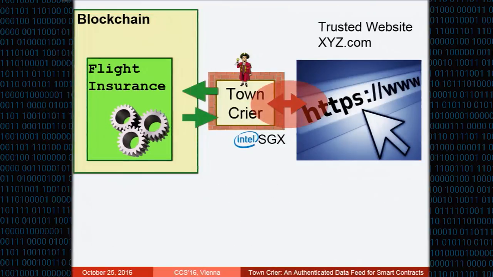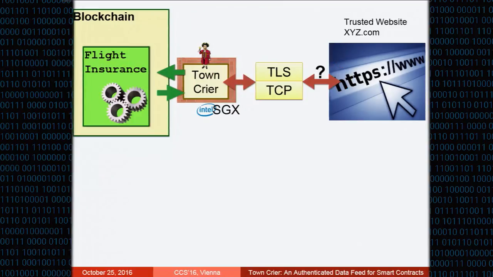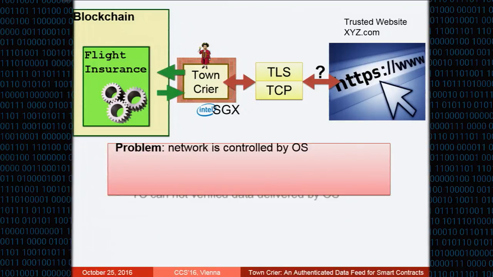Okay, here we go. We are at the very last step. Actually, as I just said, the enclave has no direct access to the network, which means it has to go through a potentially malicious OS to do all of the networking.